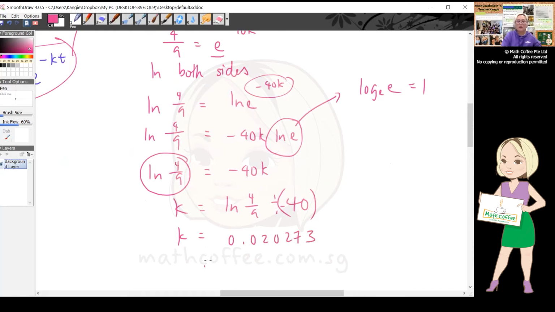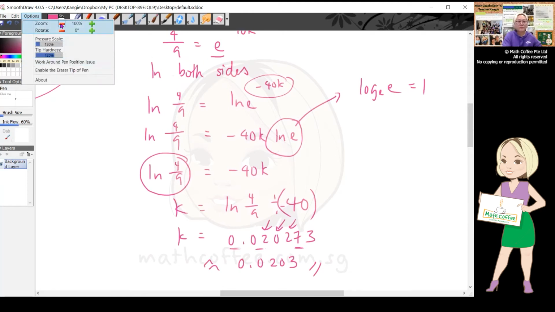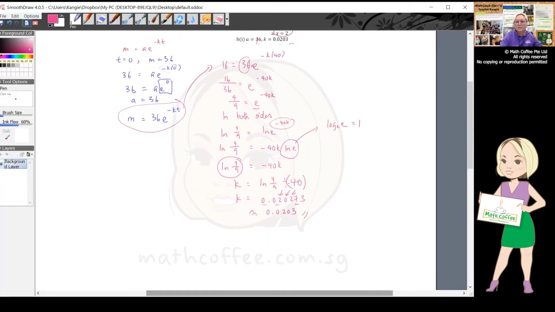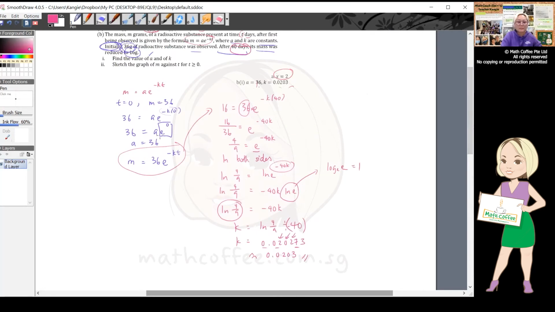0.020273. So round off to 3 SF, 0.0203. This first 0 is not counted as SF. The first SF is this 2. So once you count the first SF, you go second, and then this is the third. So look at the 7, that's why I round up to 3. Okay, I talked about the very basic because I'm not so sure what your level is. Okay. So this is my k. So I settled my A, and I also settled my k already.